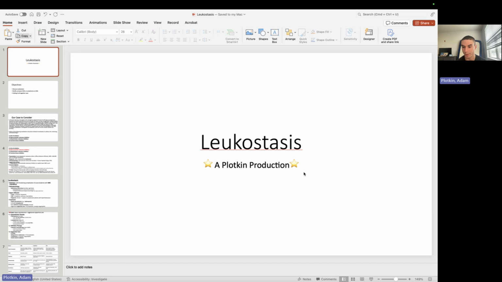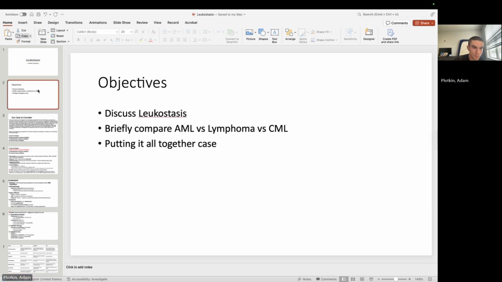And then I'm briefly going to break down acute myeloid leukemia versus lymphoma versus CML. I plan on doing a whole lecture on some of these hematological cancers, so we'll talk about those more in depth. This will just be a brief overview so you get a little bit of a taste, so when we actually do the lecture, it's not just completely out of the blue. All right, so like I said, leukostasis, AML, lymphoma, CML, I'm putting it all together.